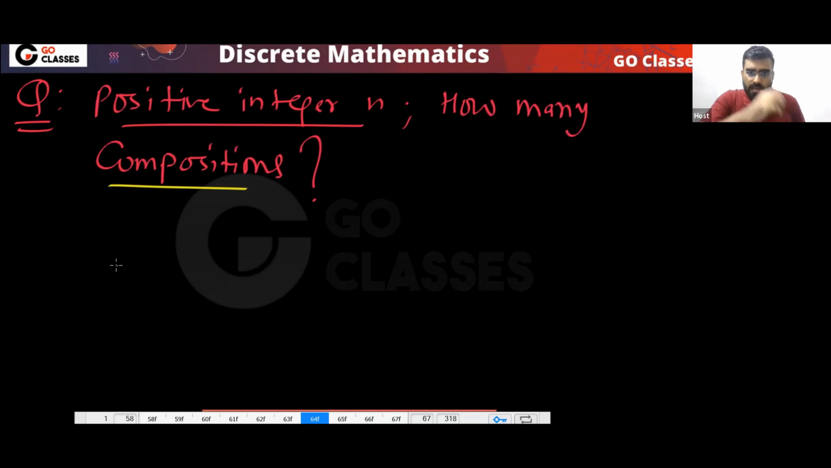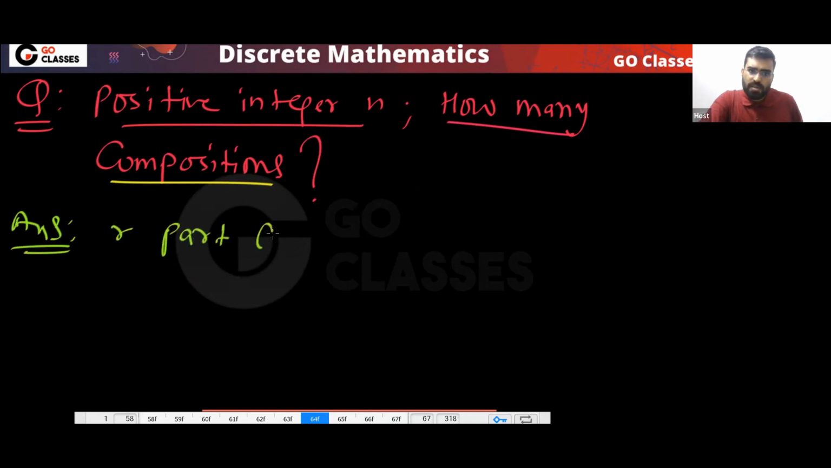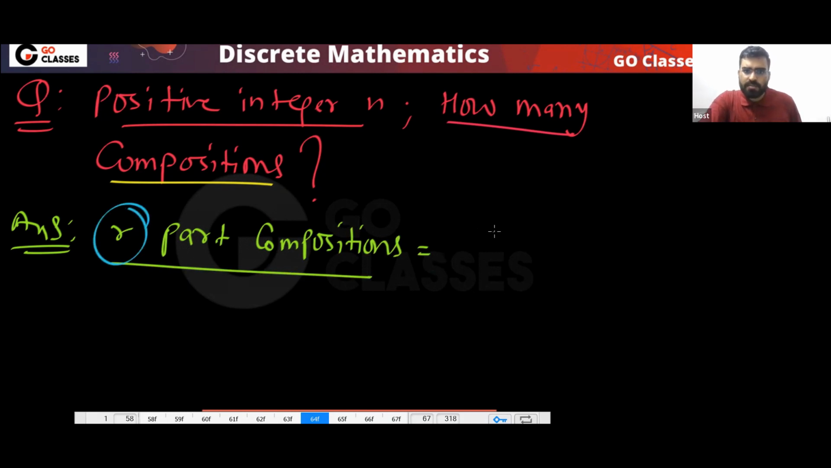So what will you do? If I ask you how many compositions are there, then what will you do? Just find k parts, and that k can go from where to where. So just find out r part compositions. How many r part compositions will there be, in which you have r parts? So that will be n minus 1 C r minus 1.